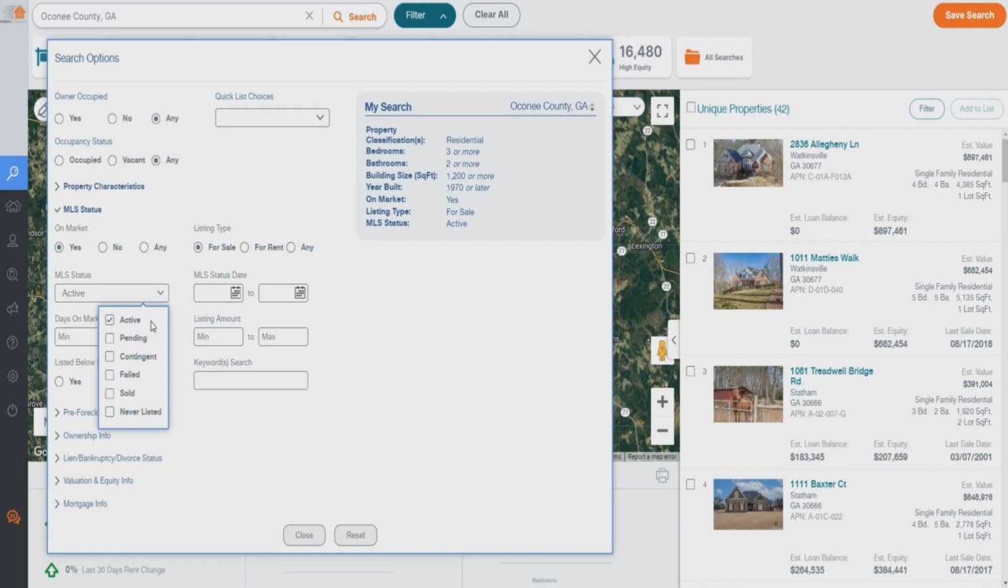I don't want to be spending my time going after leads that are either pending or contingent. You will see a lot of people go after failed listings, but for the sake of demonstration, we're going to stick to active only. Now, days on market really doesn't matter.